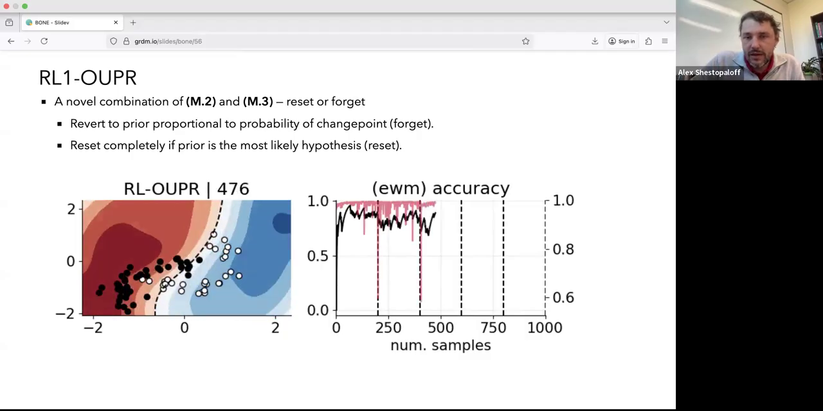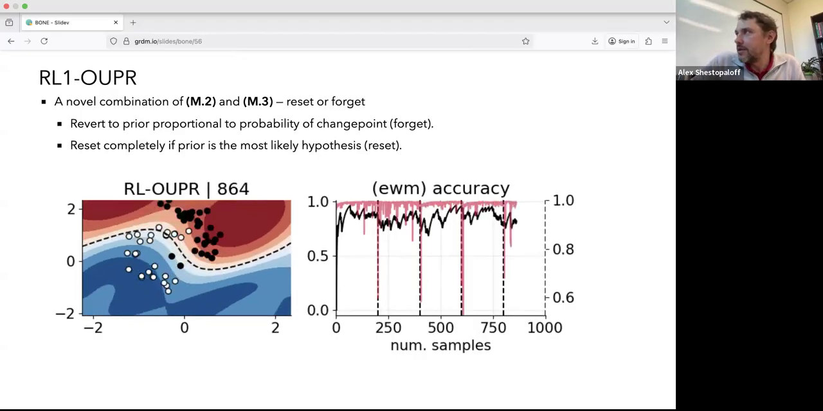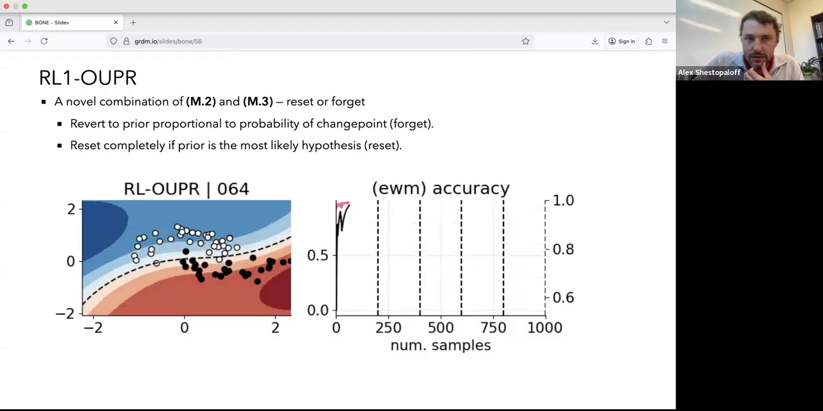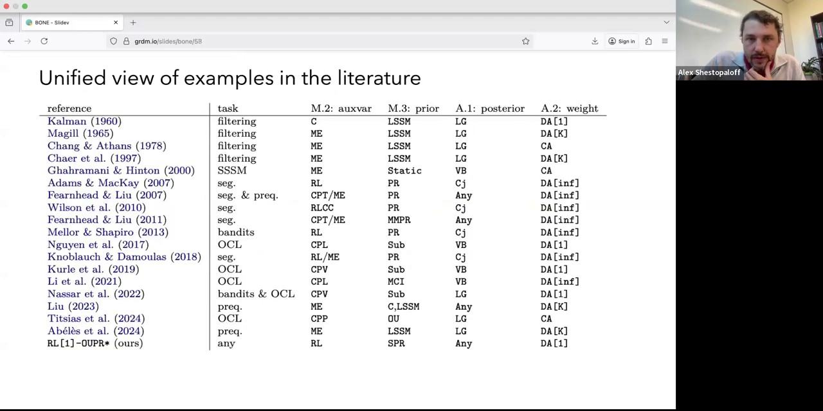And the point is that this method works fairly well, and it gives us essentially state-of-the-art performance on this and other tasks. Okay. If we optimize the hyperparameters, we see that we can do fairly well with our introduced RLO UPR method, right? So this works. And here's a big table, which is again in our paper. Basically, it takes a bunch of methods dating back to the 1960s, and attempts to classify them all by the different choices of components inside the framework.